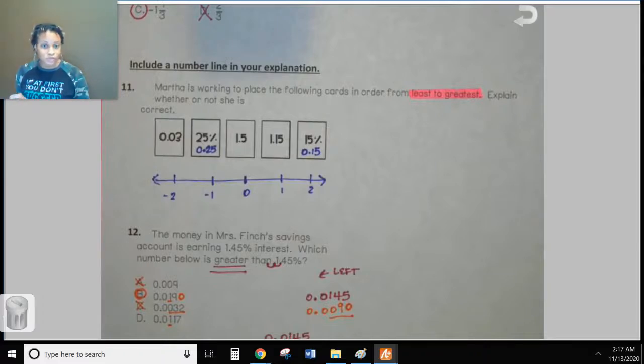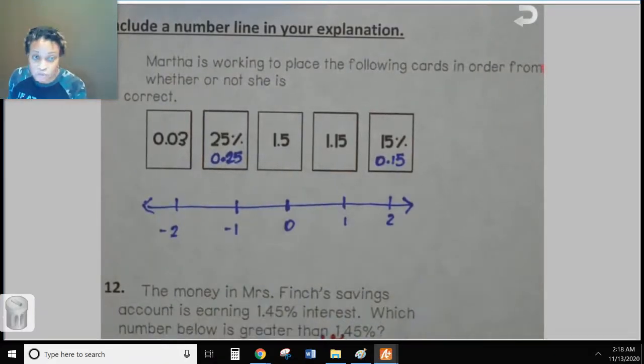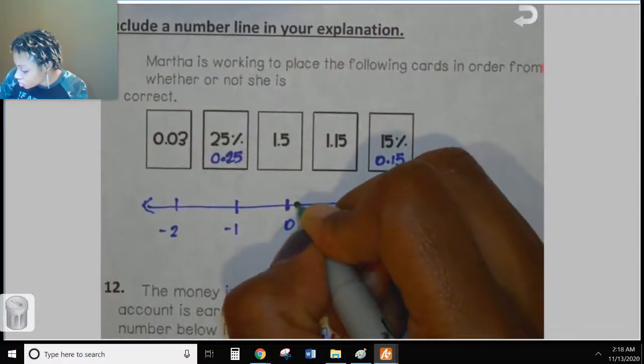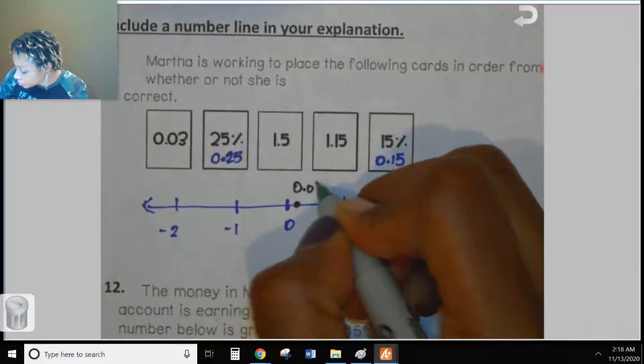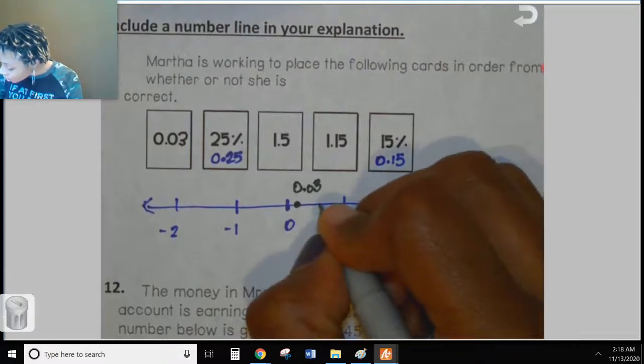And actually, I could have drawn a different number line because none of these are negative. So let's look and see what we have. I'm going to place them on the number line and then compare her cards to what we have to see if she was right. So we have 3 hundredths. 3 hundredths is going to be tiny, very close to 0, actually. So I would place it here. Then we have 25%. 25 percent would be maybe about here.